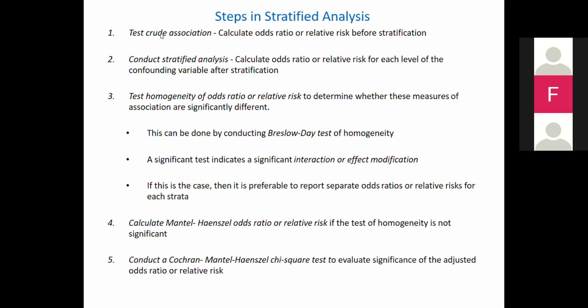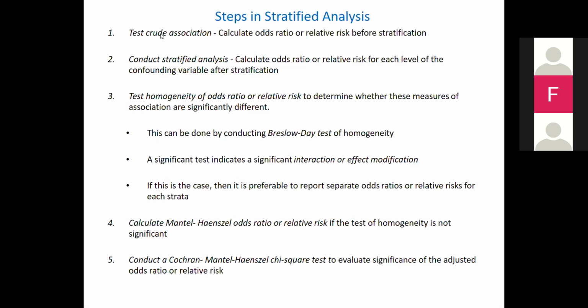First, you test crude association: calculate the odds ratio or relative risk before stratification. First of all, do a lump sum. For our example, what is the odds ratio for the effect of obesity on cardiovascular disease? Just do it once, and you have the crude value. Then conduct stratified analysis. The first one is not stratified; you didn't split them into strata. But in the second one, you now split them. Calculate the odds ratio or relative risk for each level of the confounding variable after stratification. Can you see the second step?